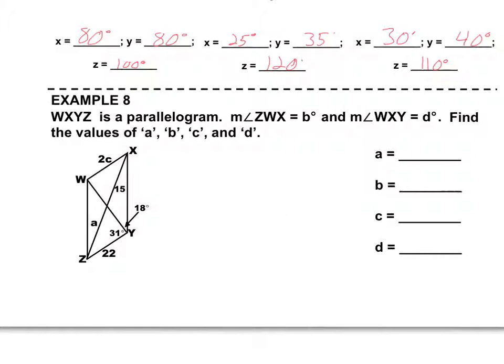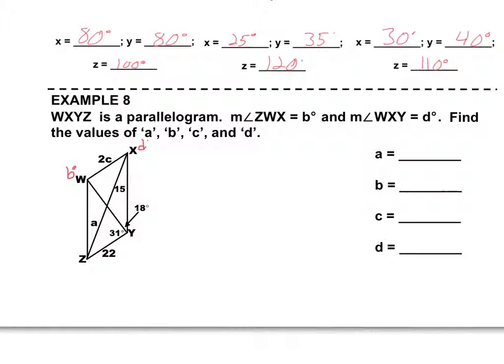ZWX, that's this guy right here. This guy right here is B degrees. And WXY, that's this guy up here, is D degrees. Alright, so we'll figure this out here in a second.